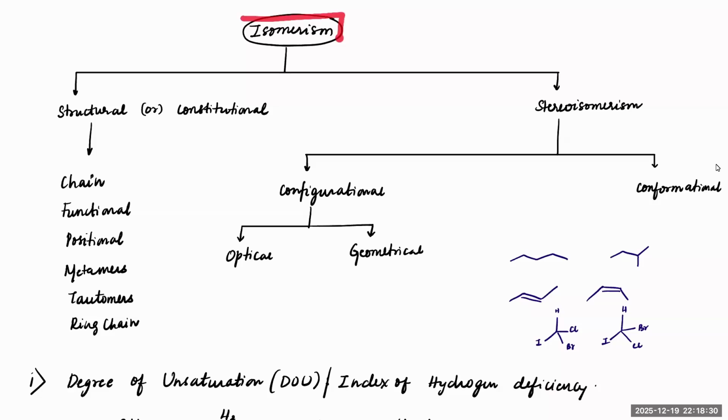See, isomerism is a word that is used when you have two molecules of the same formula but they start showing some different properties. Now, this can be categorized into two types of isomers. One is called structural, also known as constitutional. The other one is stereoisomerism.